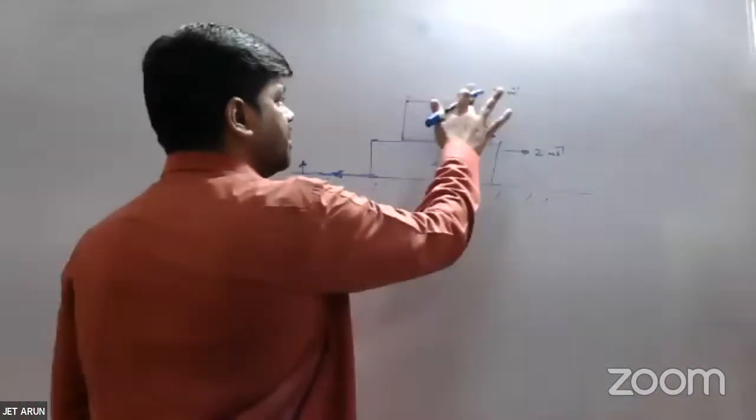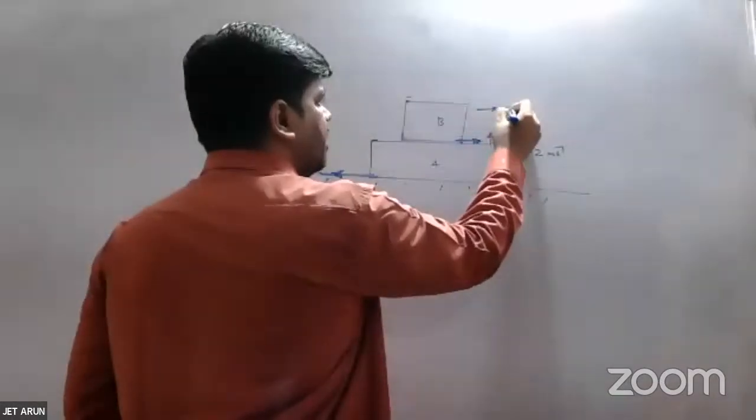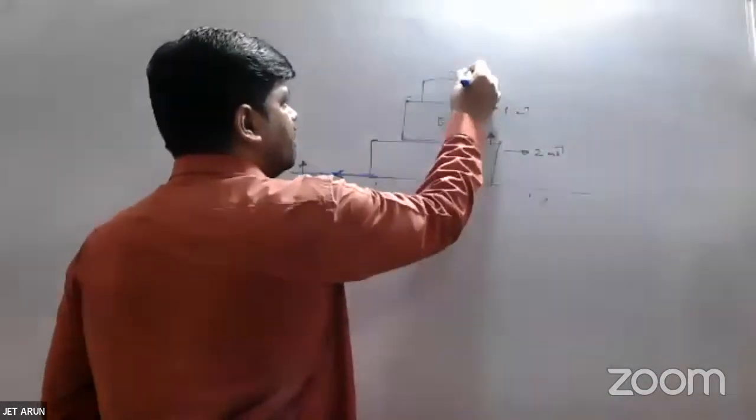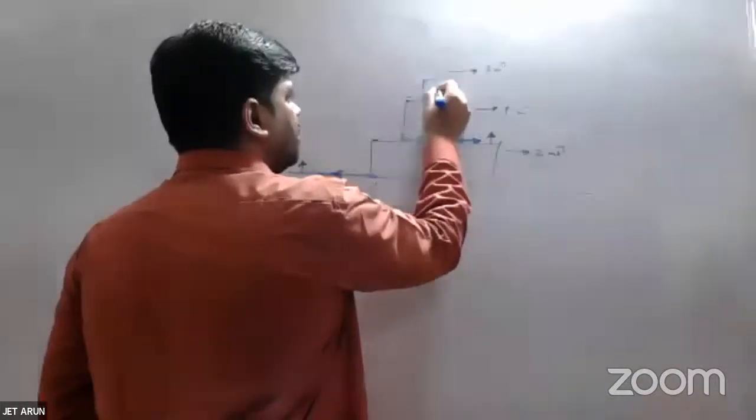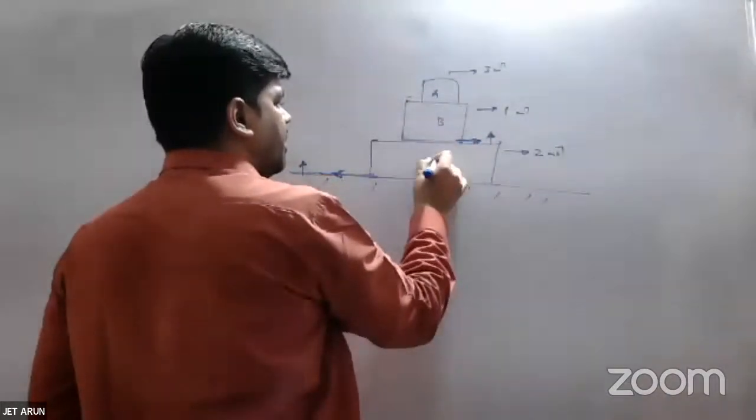Let's say I've got another block here. This is moving with 1. I've got another block which is moving with 3 meters per second here. A, B, and C.